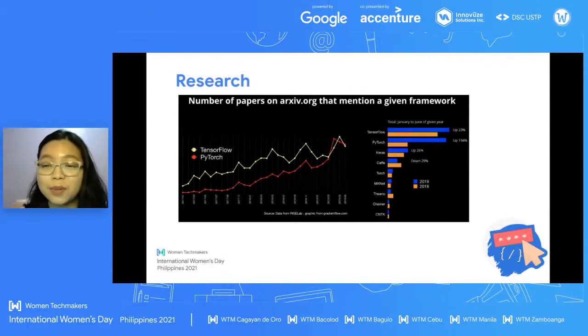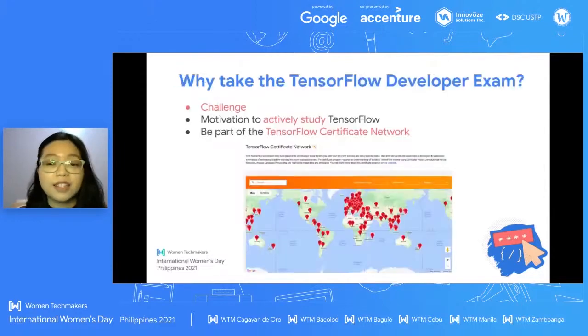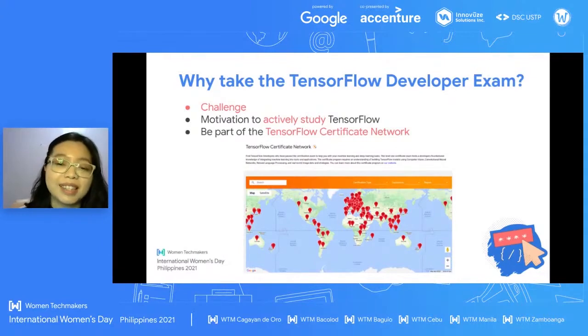And the next would be my reasons for taking it. So what is my reason for taking the TensorFlow Developer Exam? Like the theme of today's celebration, Courage to Create, I chose to take it as a challenge because it challenges me. I love the thrill.